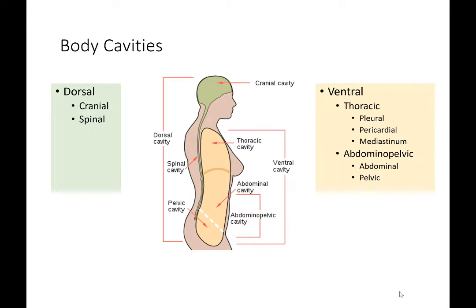The ventral body cavity is in the front, and that is going to have several subdivisions. We can see the ventral body cavity is divided into the thoracic and the abdominopelvic. There is a diaphragm, which we use to breathe, that is a little higher than halfway, and above it is going to be the thoracic cavity. Within the thoracic cavity, we have the pleural, which is where the lungs are, pericardial, which is where the heart is, and mediastinum, which is just the in-between space.